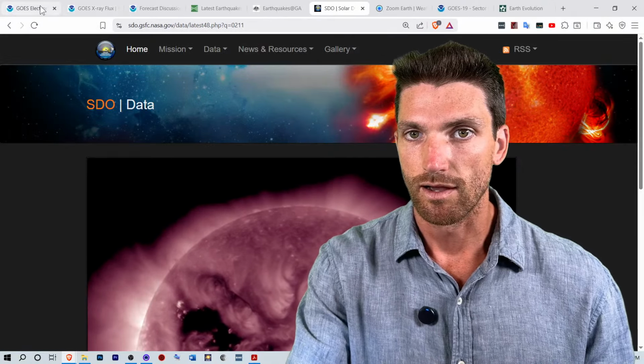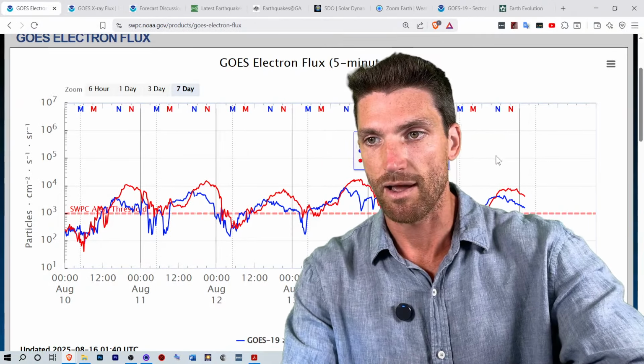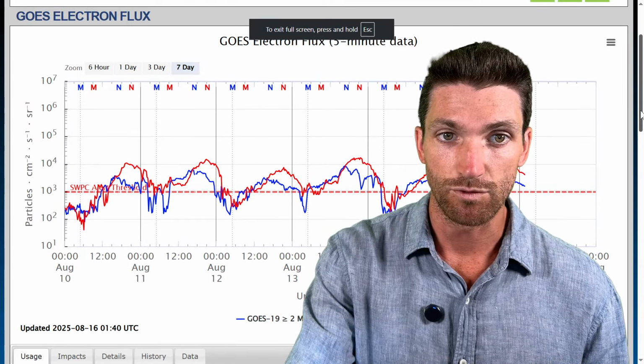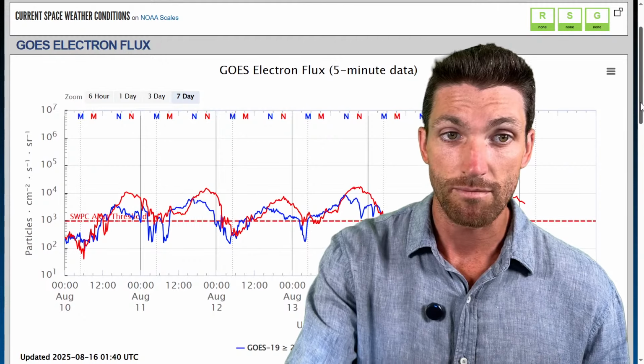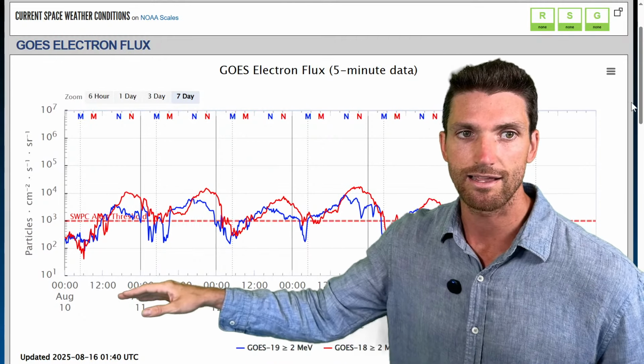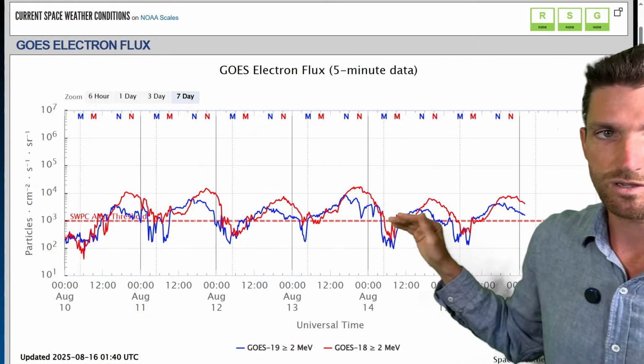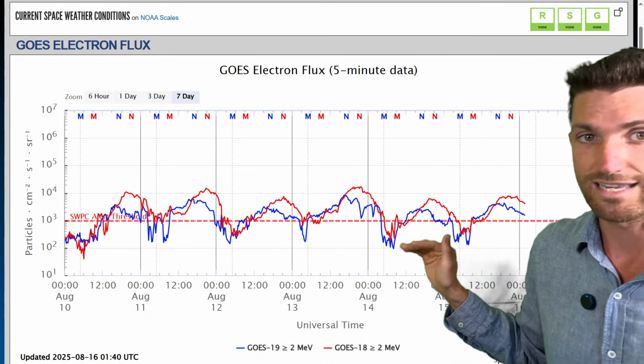Let's look at our space weather because we actually have some significant things to talk about here. Most importantly is our radiation belts. We are fully charged with our radiation belts from that high-speed stream. If we look at our 7-day, we see that we bottomed out. Now we've been well charged up, actually past this warning threshold quite significantly.